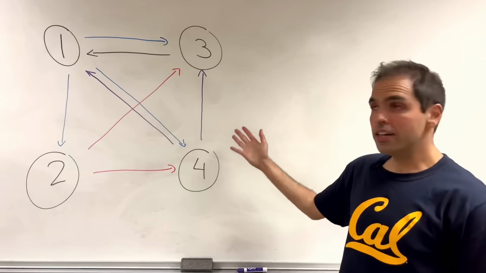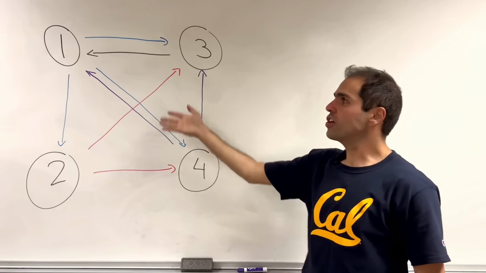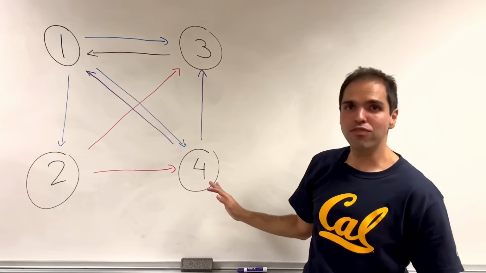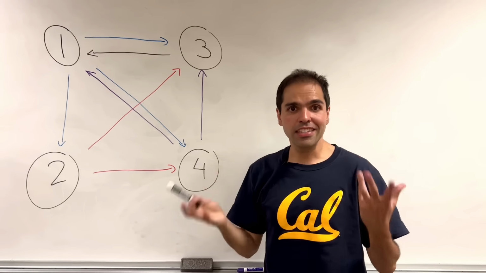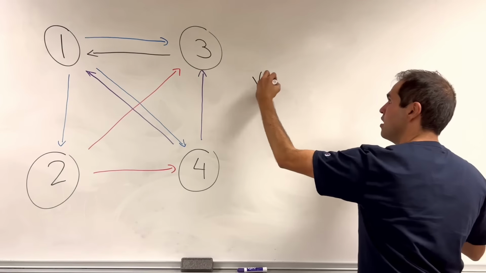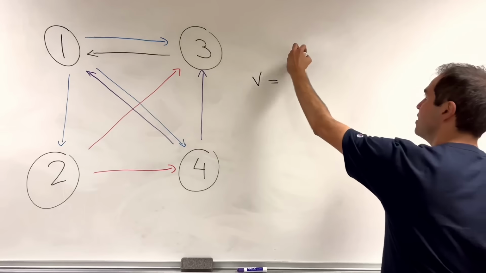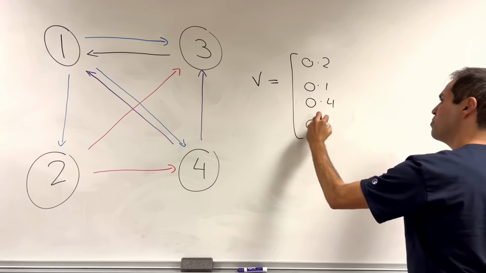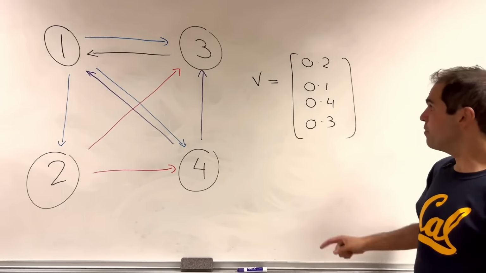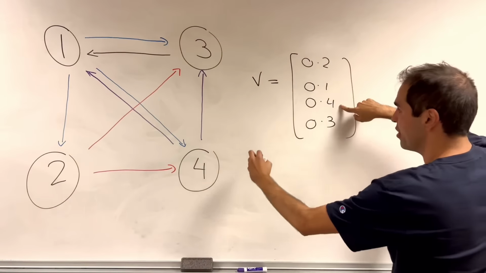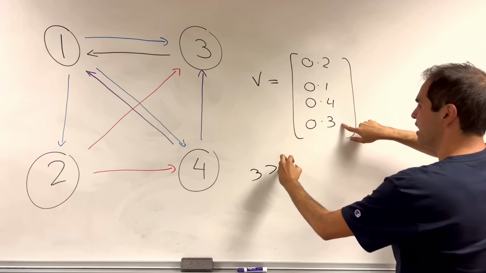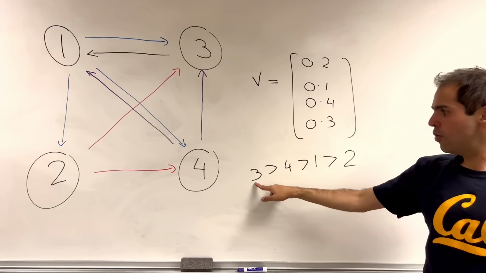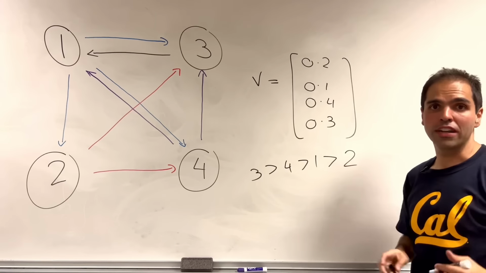Suppose you have four websites which are connected as follows. From three, you can go to one. From one, you can go to two, three, and four. Then the way Google works is that it assigns what's called an importance vector. Let's call it V. Suppose V is, for instance, 0.2, 0.1, 0.4, and 0.3. What that means is that the highest number is better. So website 3 is more important than website 4, which is more important than website 1, which is more important than website 2. So 3 would get suggested first, and then 4, and then 1, and 2.